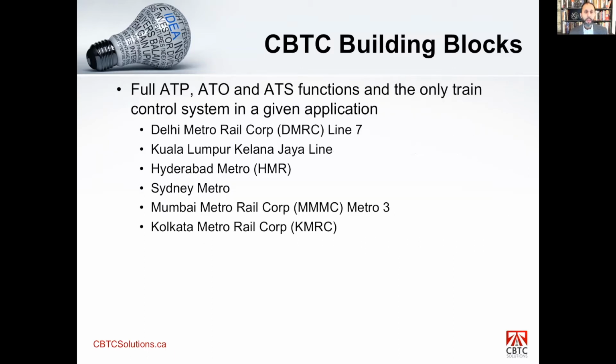And then you have the full ATP, ATO, and ATS functions. And this is basically your fully automated driverless system. Some examples of that are Delhi Metro Rail Line 7, Kuala Lumpur Kelana Jaya Line, Hyderabad Metro, Sydney Metro in Australia, Mumbai, and Kolkata in India as well.